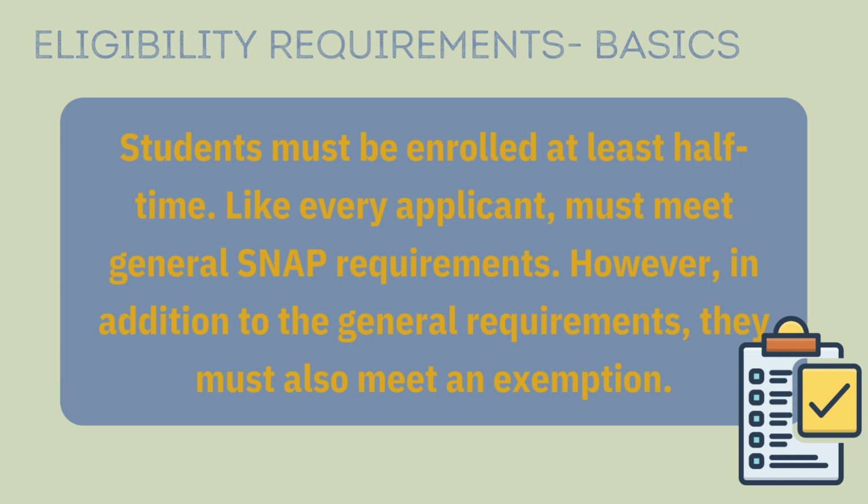So now let's start going over some eligibility requirements. The basics for students is that you must be enrolled at least half-time. Like every applicant, you must also meet the general SNAP requirements. So we're going to go over what that means and what those are. However, in addition to the general requirements, you must also meet an exemption. So as a student, you need to meet at least one exemption, and we're going to go over what those are as well to see if you may be eligible.